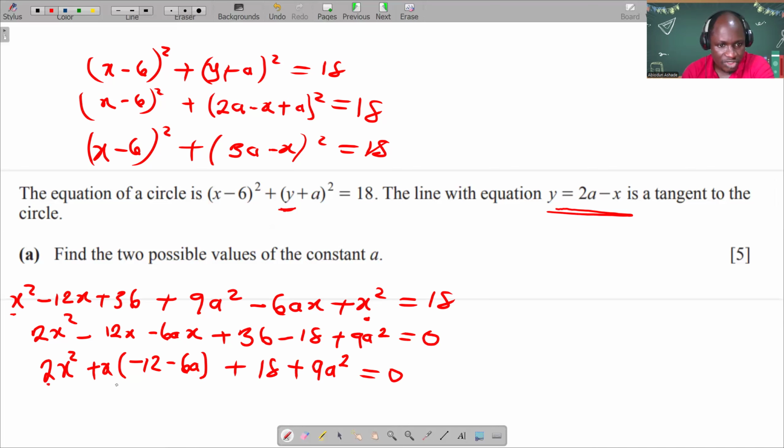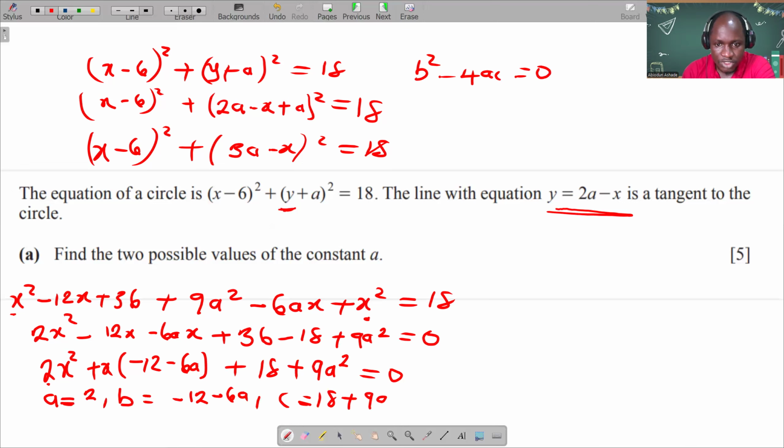The coefficient of x is 12 minus 6a, and the constant term is 18 plus 9a squared. So if we are using our discriminant, don't forget, our discriminant is b squared minus 4ac equals 0. So we need to identify our a, b, and c. From our quadratic equation, a is the coefficient of x squared, that means a equals 2. Our b is the coefficient of x, that's minus 12 minus 6a. And our c is the constant term, which is 18 plus 9a squared.